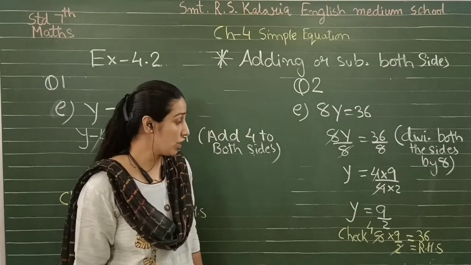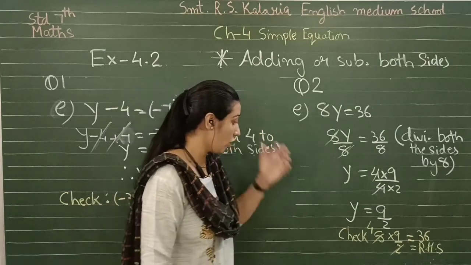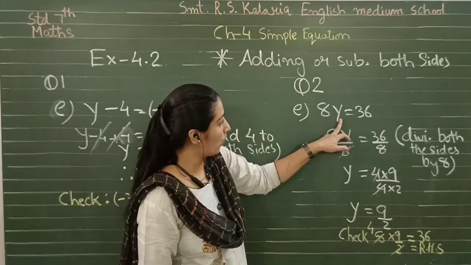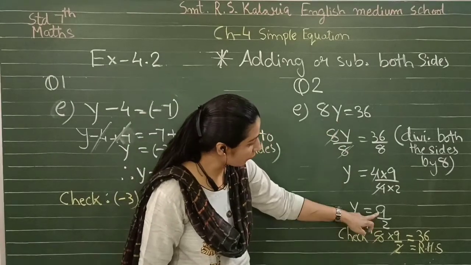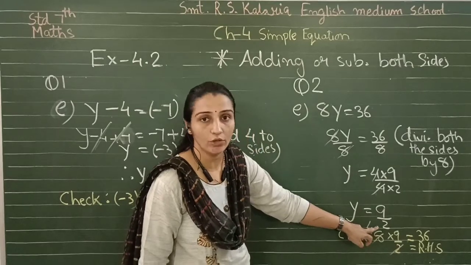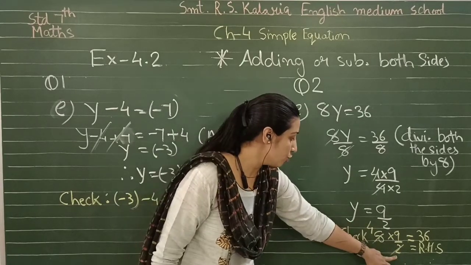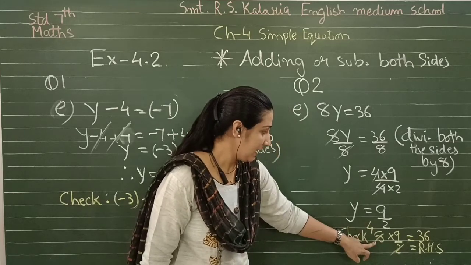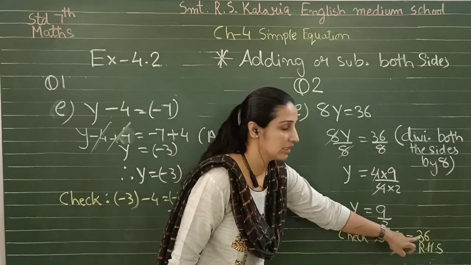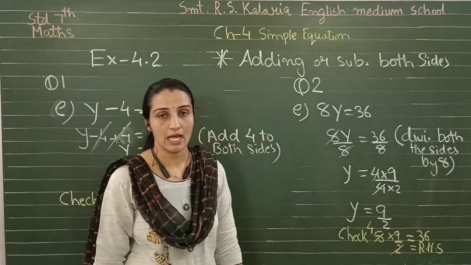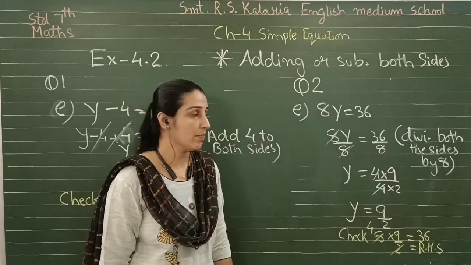Now again to check whether my answer is correct or not, what I will do is take 8y. So instead of y I will write 9/2. On swapping, 2 4s are 8. I have 4 9s are 36, which is equal to our RHS, which means that my answer is correct. Question 3b.